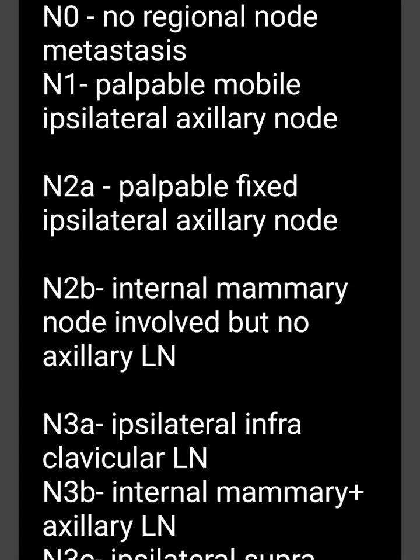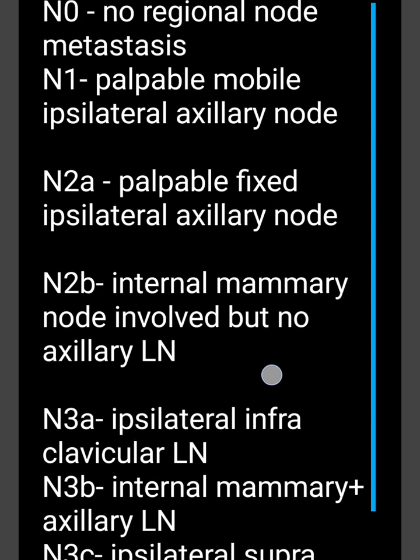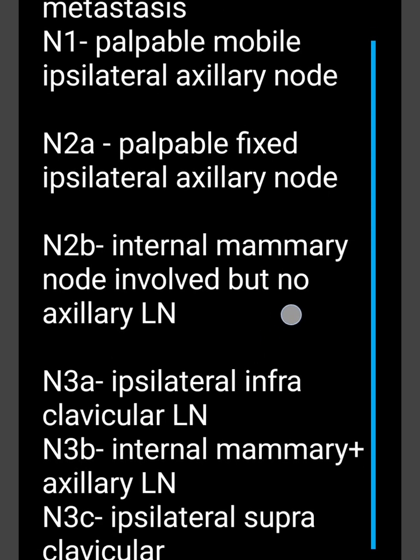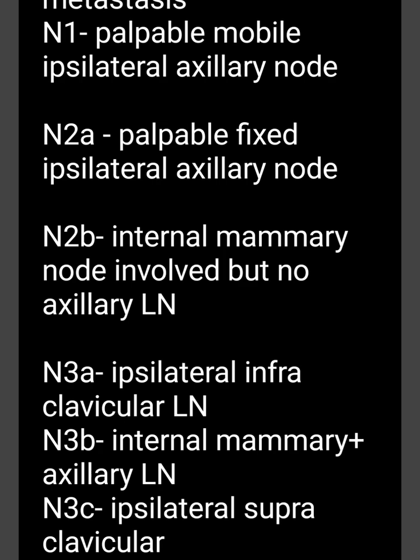TNM classification for BC, N. N0: no regional node metastasis. N1: palpable mobile ipsilateral axillary node. N2a: palpable fixed ipsilateral axillary node. N2b: internal mammary node involved but no axillary node. N3a: ipsilateral infraclavicular node. N3b: internal mammary plus axillary node. N3c: ipsilateral supraclavicular node.